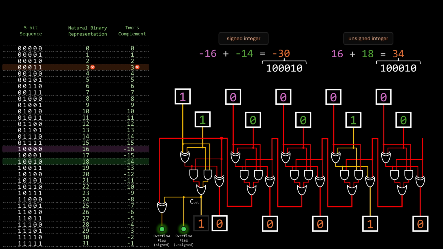And that is essentially how computers can work with both signed and unsigned integers using the same adder circuitry, and why they do not need a completely separate full subtractor circuit to perform subtraction. And let's wrap things up for now.